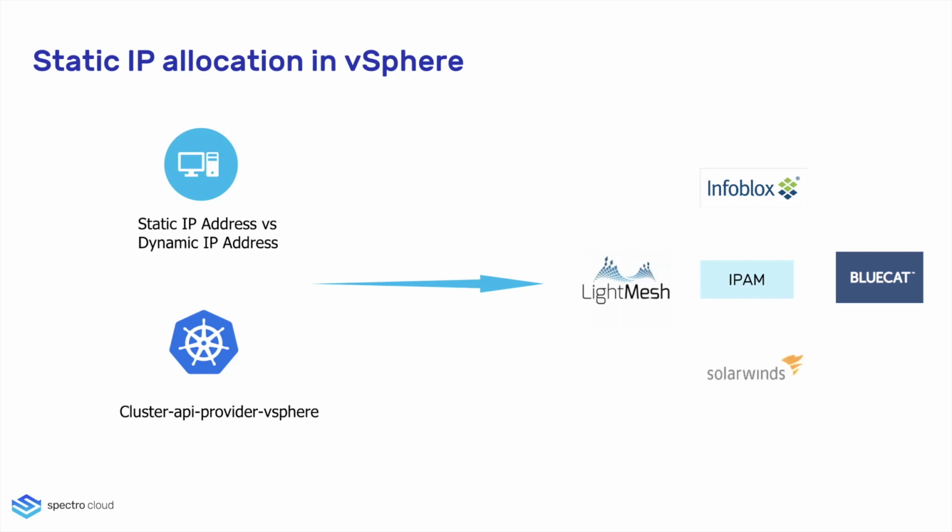But as we know, enterprise IT teams today already use a variety of IPAM tools. Some of the popular ones are Infoblox, SolarWinds, BlueCat, and Lightmesh. These tools already reduce the network operating costs and eliminate configuration errors along with the associated downtime. Therefore, providing the flexibility to integrate these with the SpectroCloud platform was one of our key requirements.